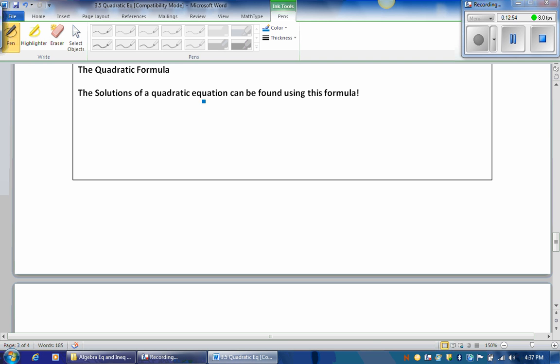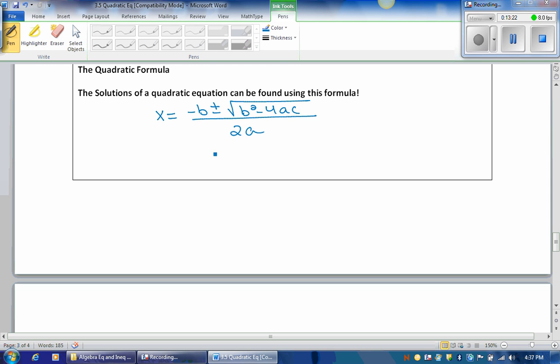Okay, so the formula is going to have to be memorized. So here it is. X equals negative b plus or minus the square root of b squared minus 4ac all over 2a. Okay, if you sing it to a song, it helps you remember it. X equals negative b plus or minus the square root of b squared minus 4ac all over 2a. I think it's like Pop Goes the Weasel, but that'll help you to remember it.